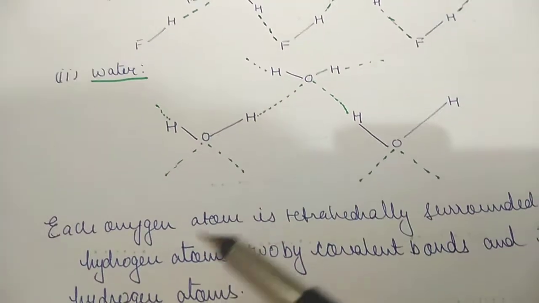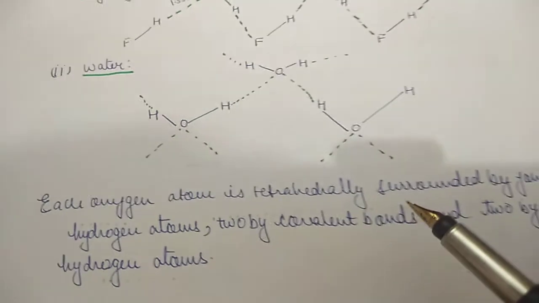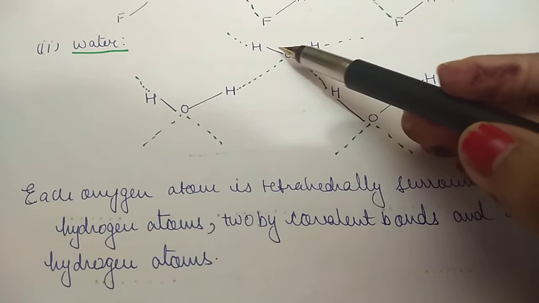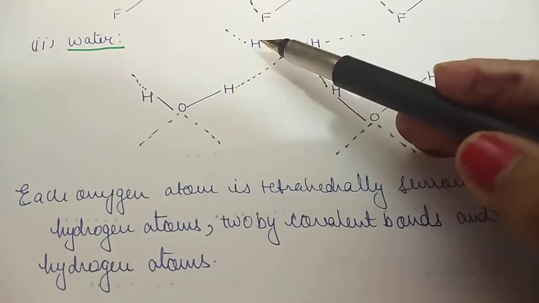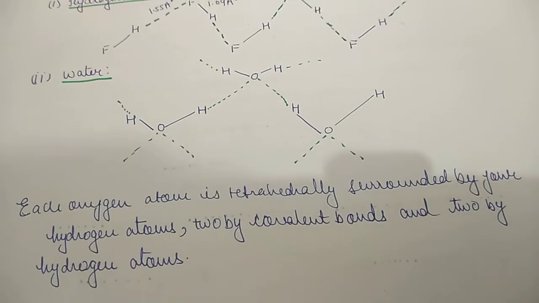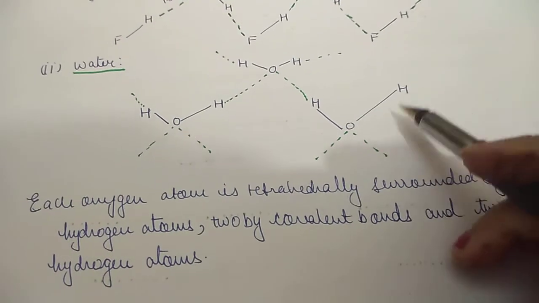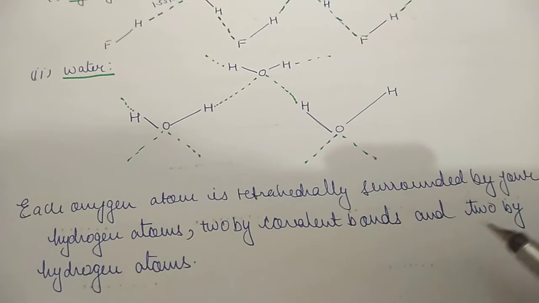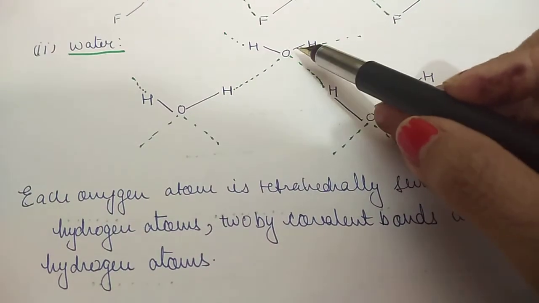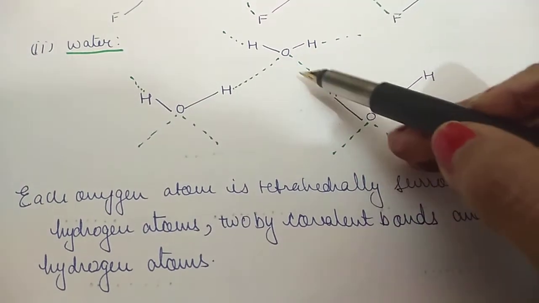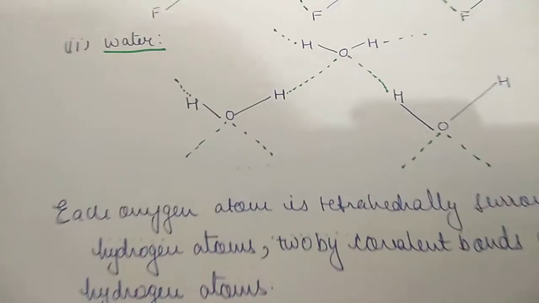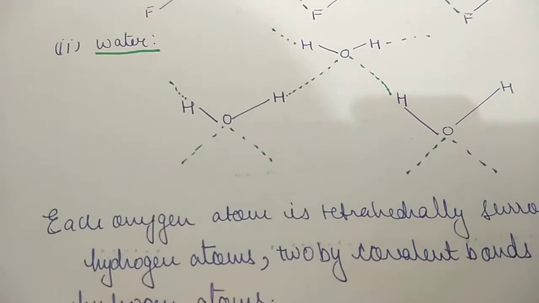We can see that each oxygen atom is tetrahedrally surrounded by 4 hydrogen atoms. You can see this is oxygen 1 2 3 4. So each oxygen atom is tetrahedrally surrounded by 4 hydrogen atoms, 2 by covalent bonds and 2 by hydrogen bonds. These two are the covalent bonds and these two are the hydrogen bonds. So this is another example of hydrogen bonding.